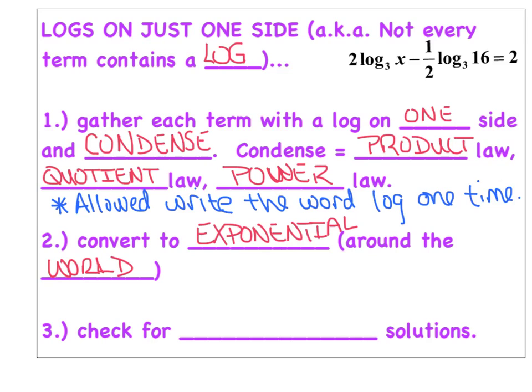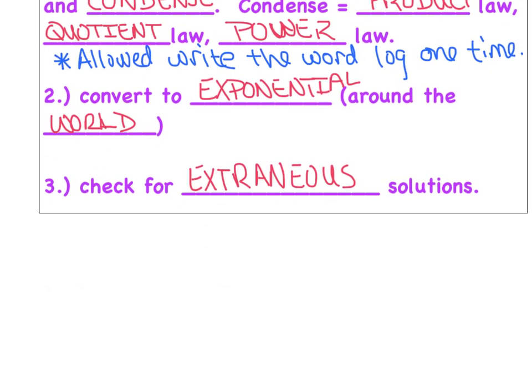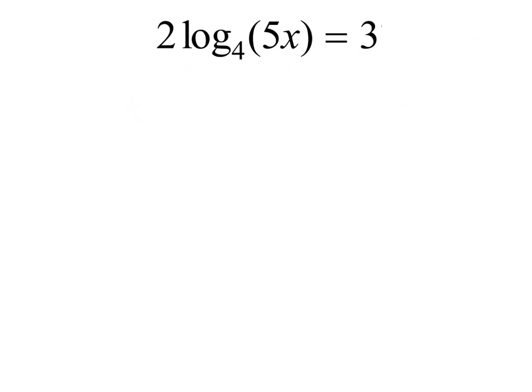And the third step is to check for, and this is a wild word, extraneous solutions. What does it mean to be an extraneous solution? Basically a number that violates the domain and doesn't check. So the word extraneous basically means any solution that violates the domain. So we're going to check our domains each and every time, just like we did last night, and possibly come up with some rejections.